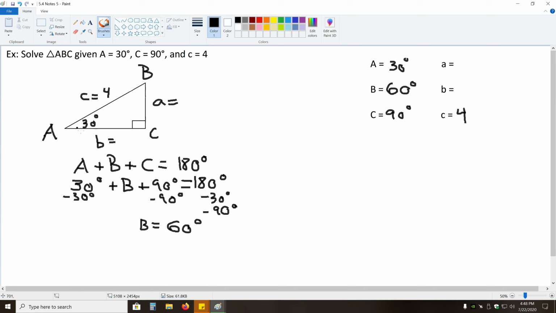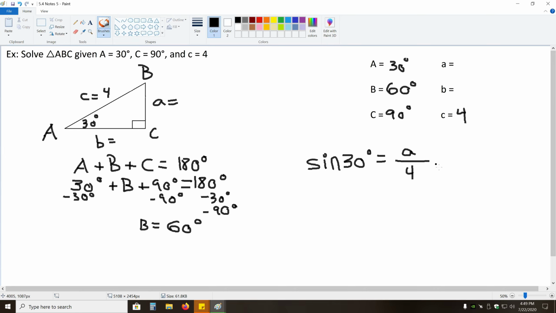And now what else can we solve from here? Well, notice we were given angle 30, not angle 60. So you should always deal with the information you were given first if you have the ability to do so. So sine of that angle we were given, sine of 30 degrees, we said has to be equal to the opposite side of that angle 30, which is side A, divided by the hypotenuse, which is side C. But we know side C is equal to 4.